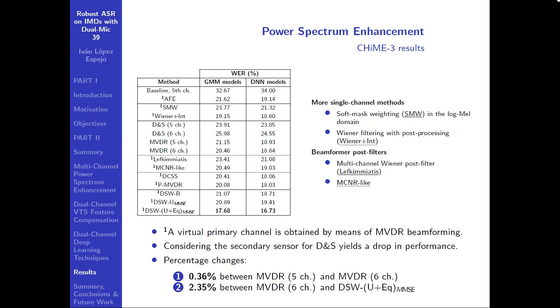Although the secondary channel has already been used to define the virtual primary one, these results reveal the convenience of treating the secondary signal in a differentiated manner, since it can be further exploited to provide useful information about the acoustic environment. Thus, considering DNN-based acoustic models, the percentage change between NVIDIA 5 channels and NVIDIA 6 channels is only 0.36%, while the percentage change between NVIDIA 6 channels and our dual channel spectral weighting with bias correction and noise equalization is greater, 2.35%.